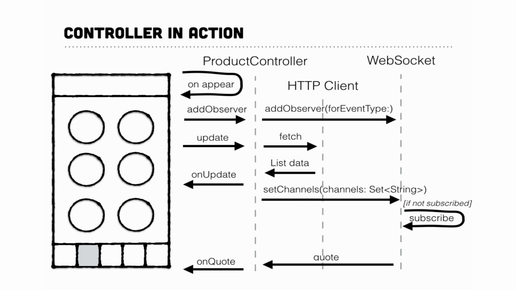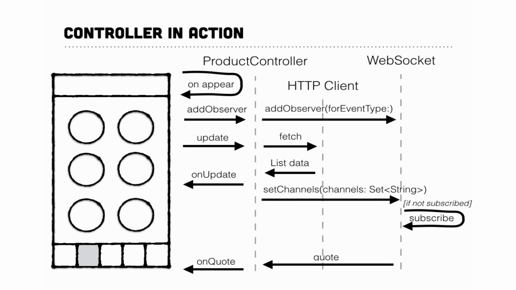So this is a sequence diagram. I don't know if people do this anymore or if this is too old school. But this is basically, here is the view controller. And on appear, the view controller triggers the product controller via the add observer. And from here to here is the interaction between the product controller and the WebSocket or the HTTP client. So like I mentioned, you first do an add observer, update. Then the update will trigger a fetch on the HTTP client, returns the data. Then on update is called.